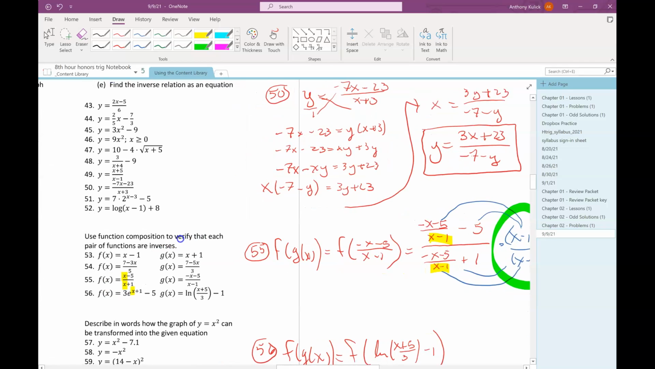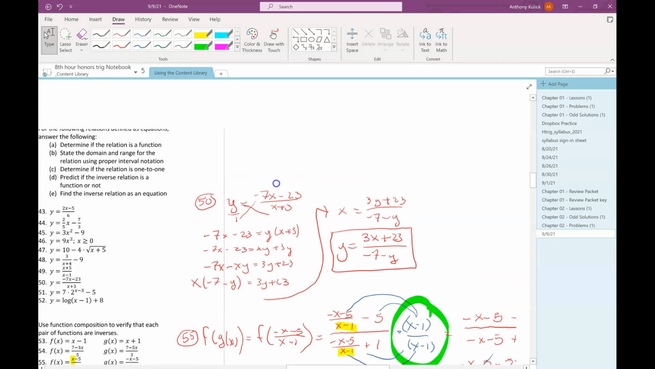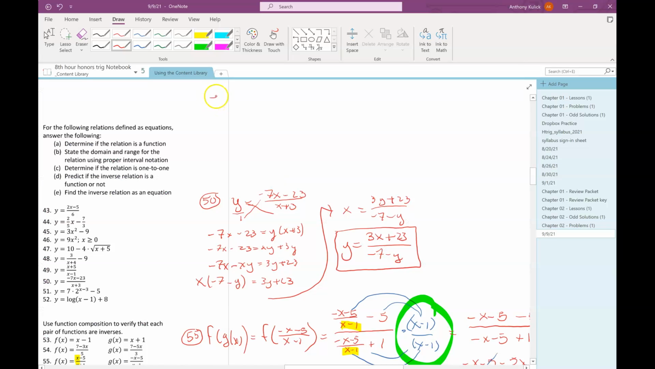Anise? 52, you say? Yeah. So there's a whole bunch of parts to 52. Do you need all of them done or some of them? Okay, so just part E? Okay, and D? Okay, what was your answer for C?